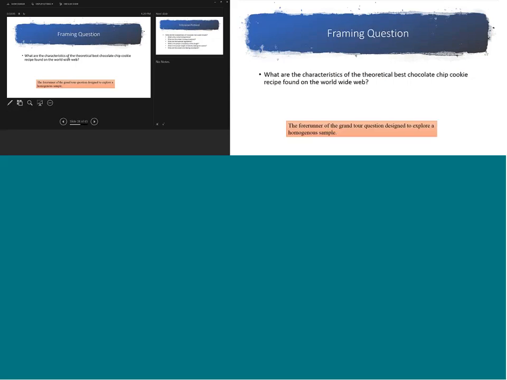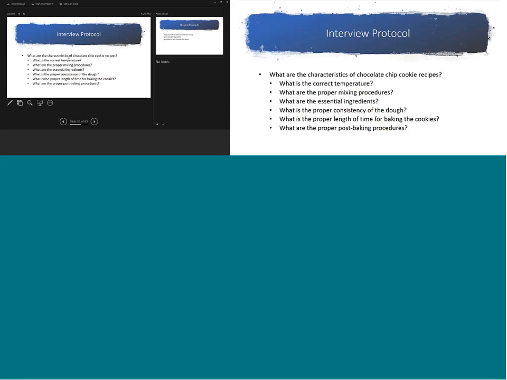So what I do from the framing question is start building my initial interview protocol from which I'll launch. I've decided that these are going to be my questions. What are the characteristics of chocolate chip cookie recipes? And sub-questions might be, what is the correct temperature? What are the proper mixing procedures? What are the essential ingredients? What is the proper consistency of the dough? What is the proper length of time for baking the cookies? What are the proper post-baking procedures? Again, these are simply going to be my interview questions to my participants.